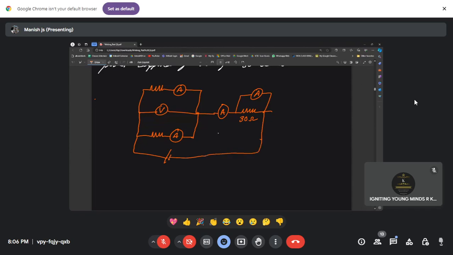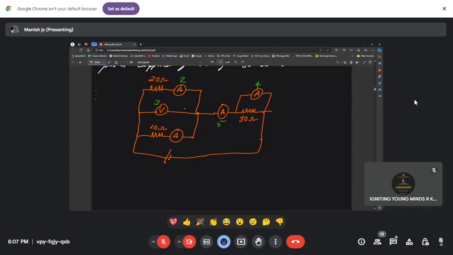This is the entire circuit. I'm giving you the values of the resistors: 10 ohms, and on the top it is 20 ohms. I'm numbering the instruments. This is 2, this is 4, 5, and you can see the voltmeter is 3.